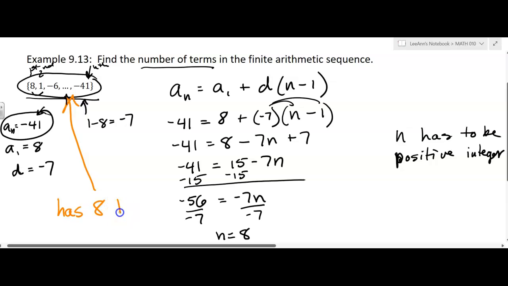It's finite. It's not going on forever and ever. So the sequence has 8 terms. Okay? All right, hopefully that was a fun problem.